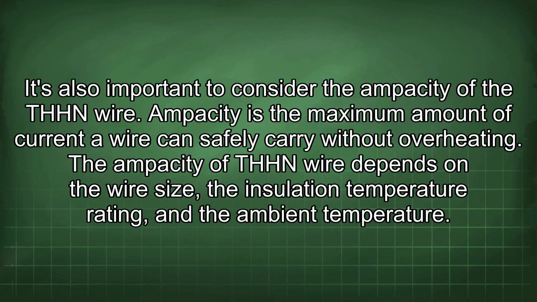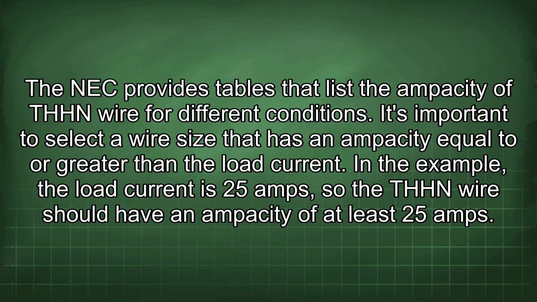It's also important to consider the ampacity of the THHN wire. Ampacity is the maximum amount of current a wire can safely carry without overheating. The ampacity of THHN wire depends on the wire size, the insulation temperature rating, and the ambient temperature. The NEC provides tables that list the ampacity of THHN wire for different conditions. It's important to select a wire size that has an ampacity equal to or greater than the load current. In the example, the load current is 25 amps, so the THHN wire should have an ampacity of at least 25 amps.